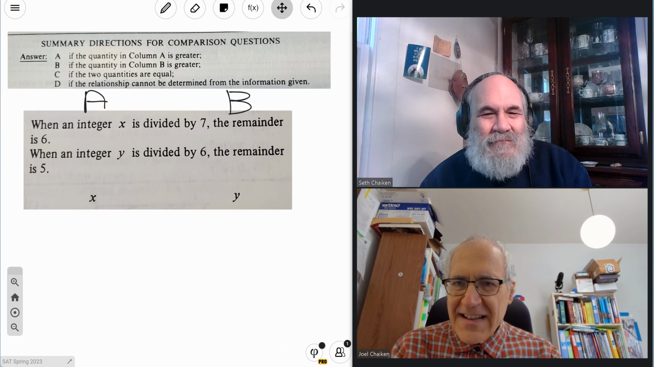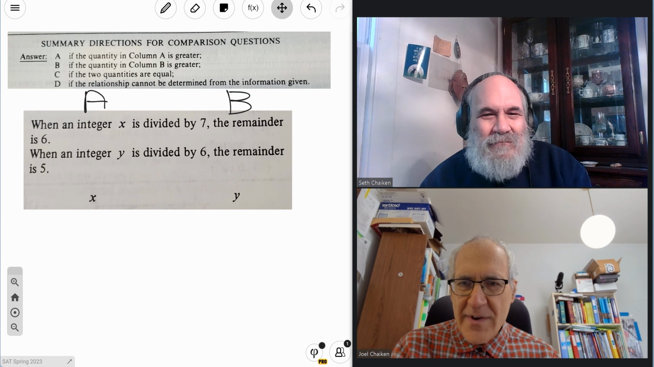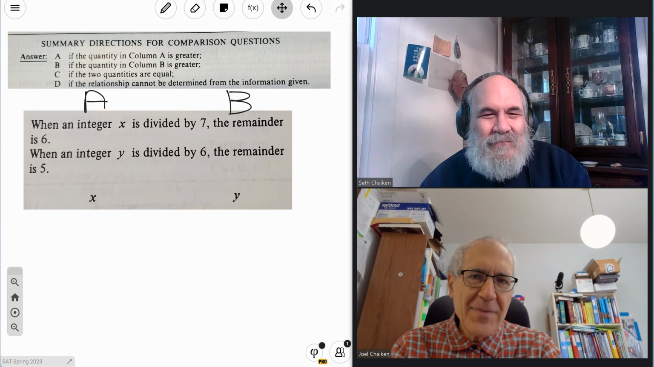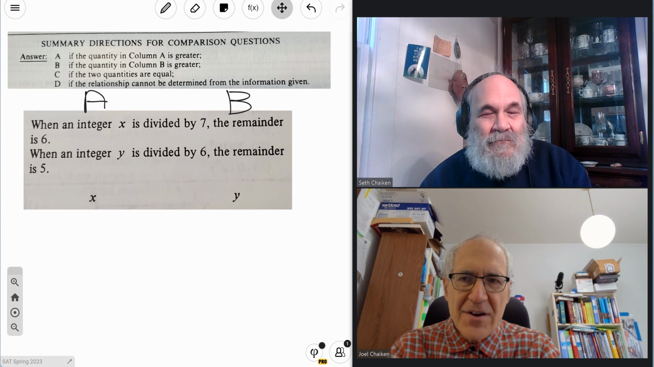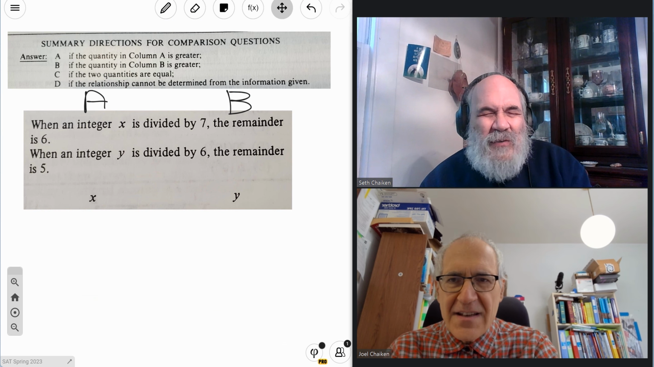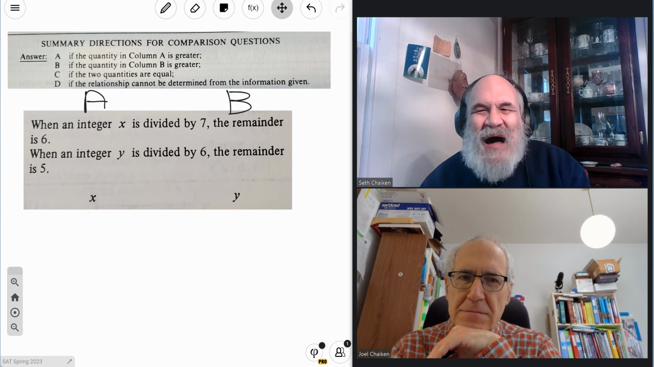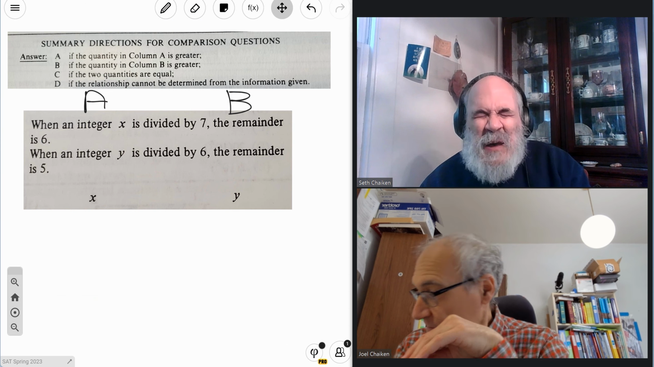Back then, they had these strange questions where you would have to evaluate column A, evaluate column B, and decide which one is greater. And you would answer A, B, C, D. The trouble is that in many of these questions, such as the one here, it's impossible to evaluate column A.